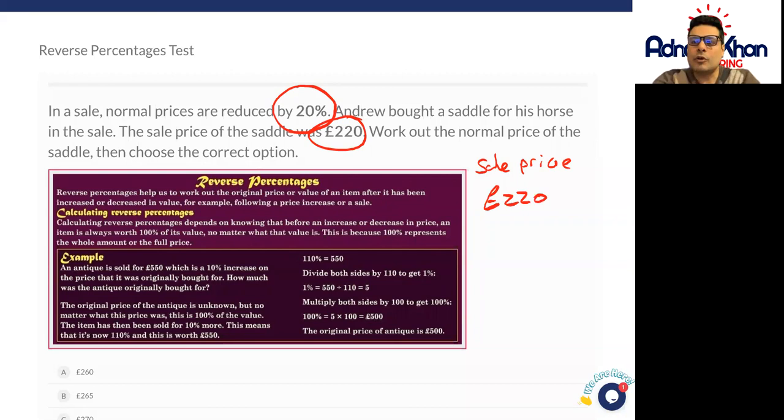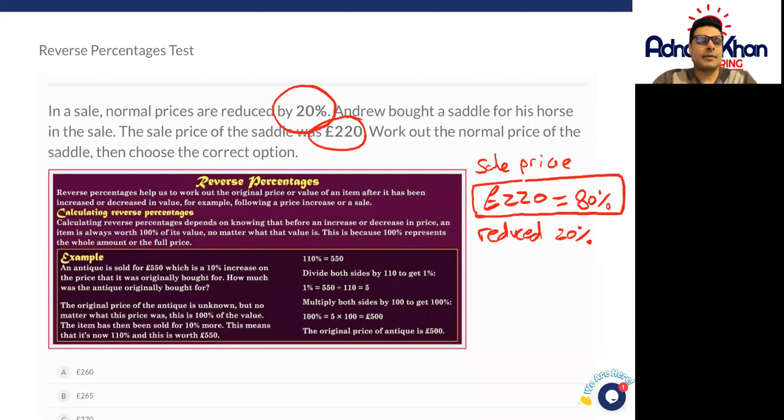So at the moment, £220 equals 80%. Remember, percentage is always out of 100. And why is it 80%? Because it's been reduced by 20%. So the actual value, £220, is 80% of the actual original price, and it's been reduced by 20%. Now we need to work out what is the original price, what is the 100% value of this particular saddle that he bought for his horse.